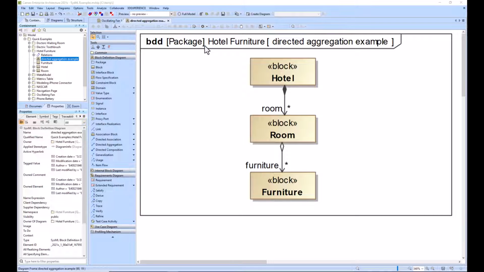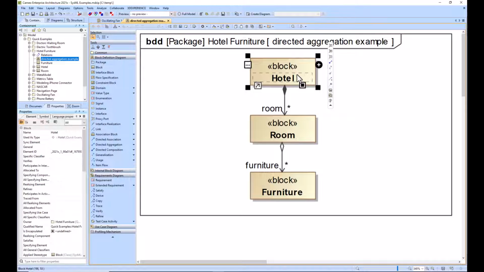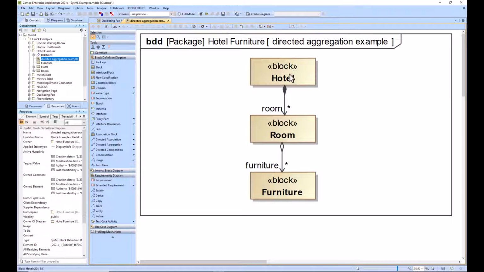So what we're seeing here is we have our hotel. Our hotel is composed of rooms using the directed composition. And this asterisk here means many, so the hotel has many rooms. And rooms have many pieces of furniture. But we use the directed aggregation relationship from room to furniture because the room is still a room without the furniture. The hotel is not a hotel without the rooms.